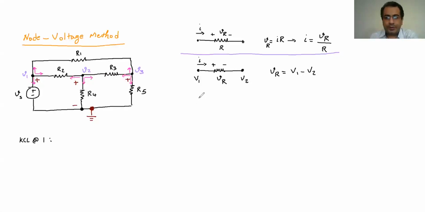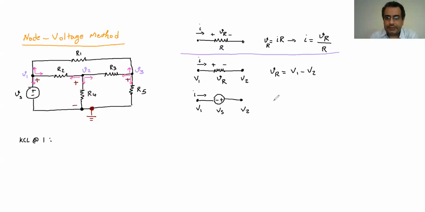The same if I have V1, and then there's a source, which is going to be Vs, and it goes to V2, and then we have the current I going like that.